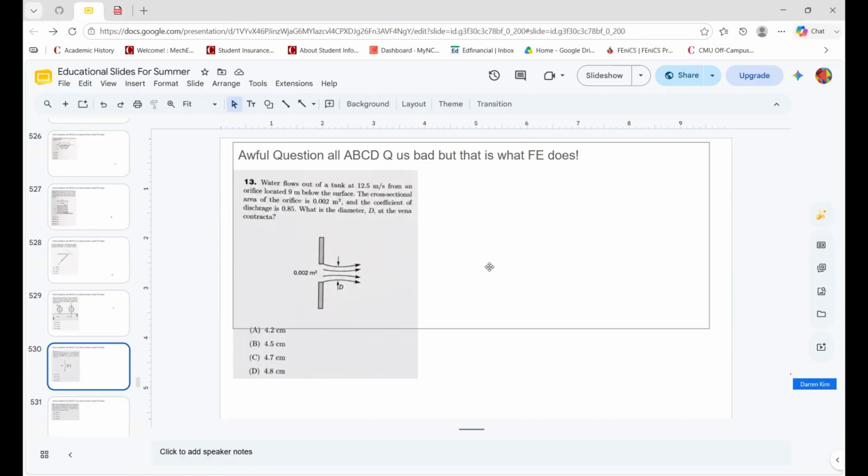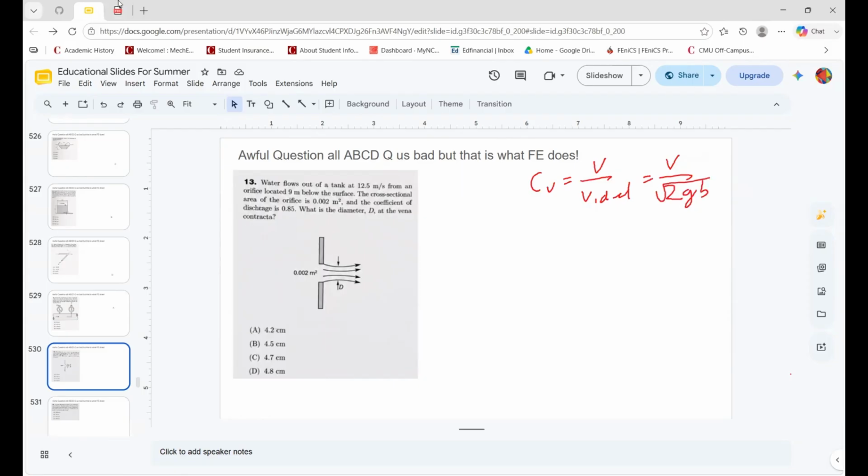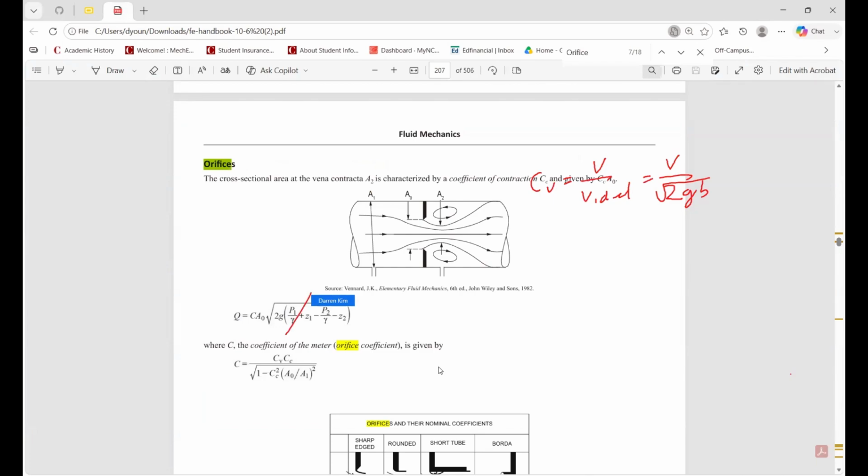But how you do it is basically Cv equals V over V ideal, which is apparently V equals square root of 2gh, and that is from looking at the height difference, because over here you can look, and it's basically delete that, then the h only appears, and that's the ideal case of it.